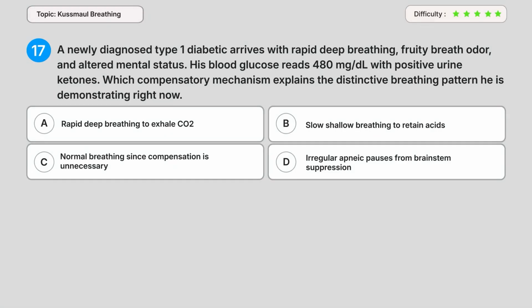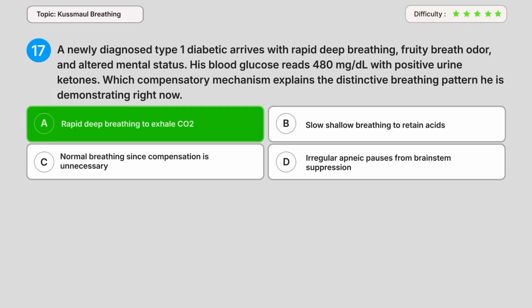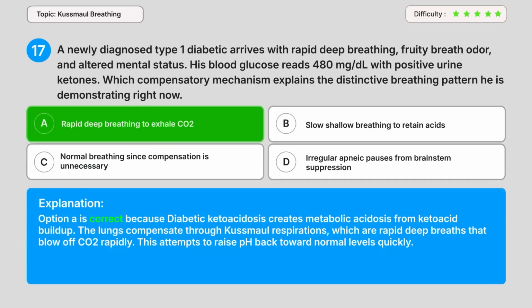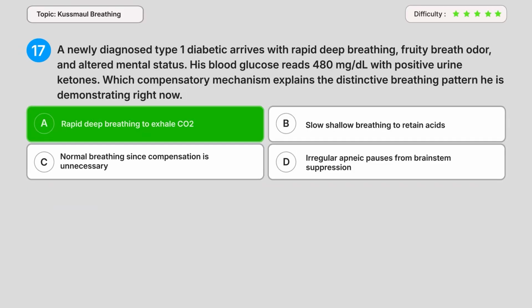Correct answer. A. Rapid deep breathing to exhale CO2. Diabetic ketoacidosis creates metabolic acidosis from ketoacid buildup. The lungs compensate through Kussmaul respirations, which are rapid deep breaths that blow off CO2 rapidly. This attempts to raise pH back toward normal levels quickly.